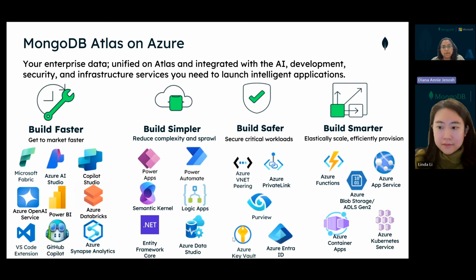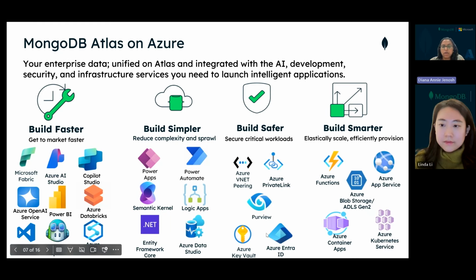Now, Build Safer aims at enabling you to confidently run critical workloads. MongoDB Atlas is secure by default with built-in security features like field-level encryption and compliance like HIPAA, GDPR, ISO, etc., and is integrated with Azure Private Link, Azure VNet Peering, Purview, Key Vault, Entra ID, etc. for your peace of mind.